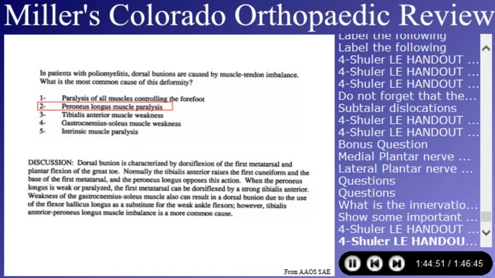This is a great question. This will show up. Patients with polio, dorsal bunions are caused by muscle tendon imbalance. What is the cause of this? And you got to know what plantar flexes the first ray. Okay? And the reason why your peroneus longus is now not functioning, so you now dorsiflex the first ray and you get that dorsal bunion. Okay?